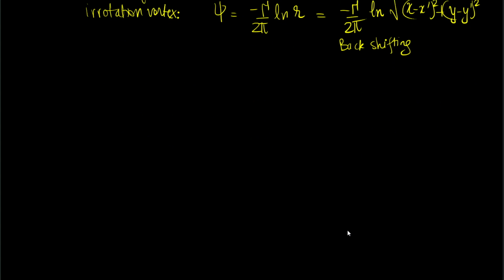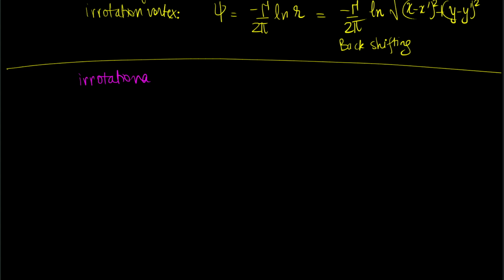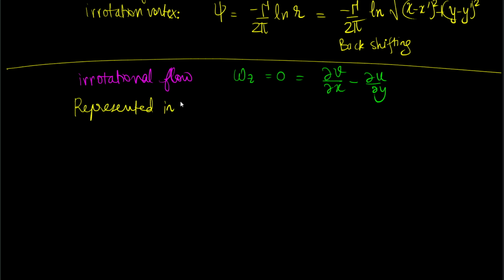Alternately, we can also start off with an irrotational flow and make use of the mass continuity or the incompressibility equation to find out what we obtain. So for an irrotational flow, omega z is 0 and it is equal to del v del x minus del u del y. If this is the nature of the flow, if it is equal to 0, then the flow can again be represented in terms of phi, where phi is called the velocity potential.